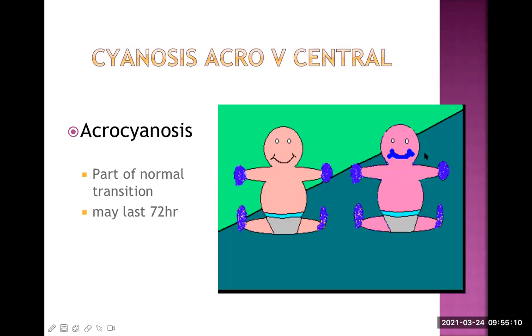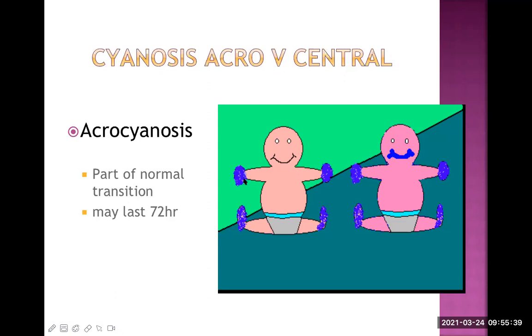Now, let's talk about the differences between central cyanosis and acrocyanosis. Acro or acral means the peripheral part of our limbs. You see, these are the acral parts. Hands and feet are the acral parts, and the central part means the lips, the face, the oral cavity. That is the part we examine.